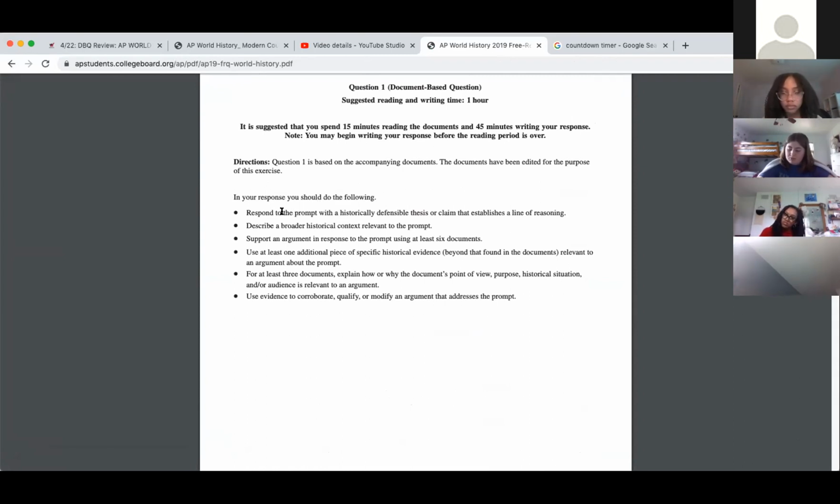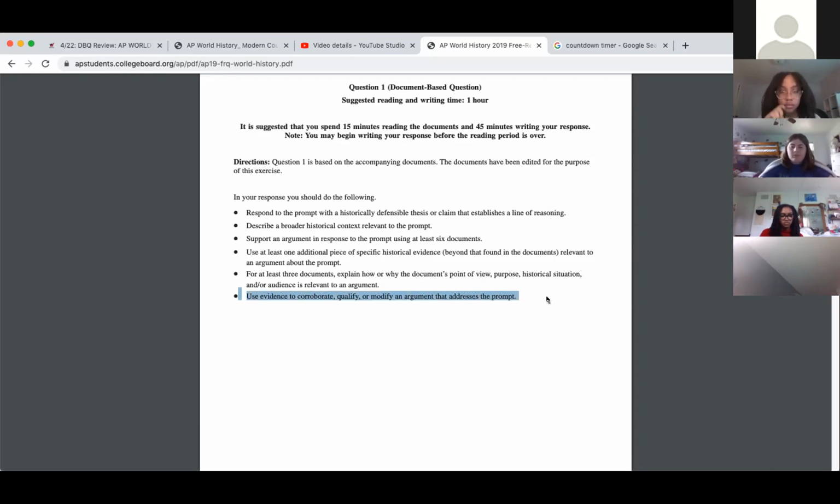It tells you to respond to the prompt with a historically defensible thesis or claim that establishes a line of reasoning. So that's the roadmap. Broader historical context relevant to the prompt, that's contextualization. Simple. Support an argument in response to the prompt using at least 6 documents. So that's sourcing, right? Use at least 1 additional piece of extra info for at least 3 documents, point of view, and use the evidence to corroborate. This is the hardest one right here, obviously.